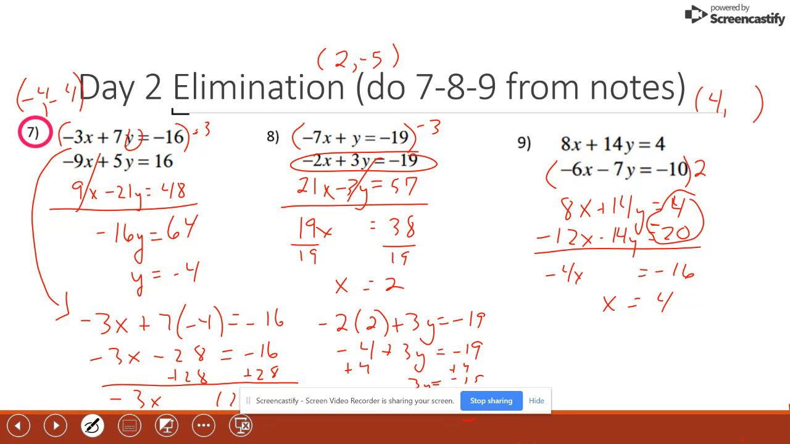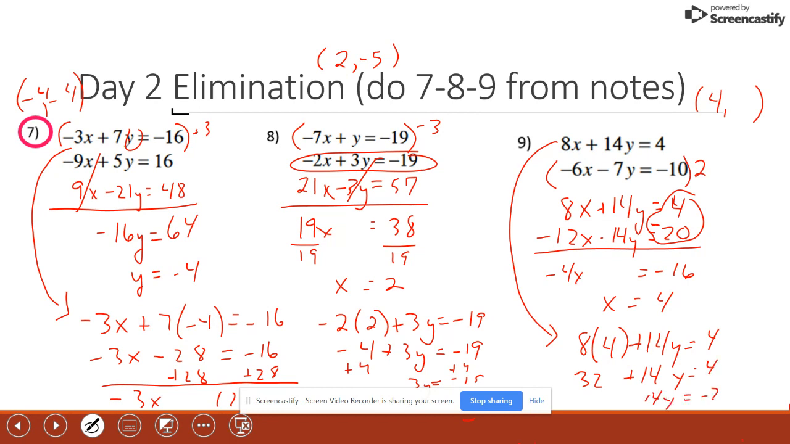Plug it in right here. 8 times 4 plus 14 times y equals 4. Subtract 32 from both sides. 14y equals -28. y equals -2.